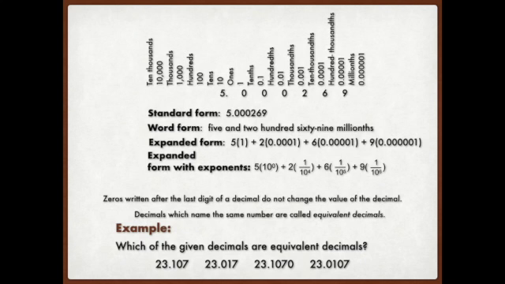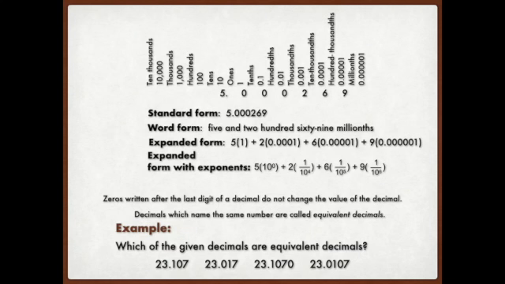Now, equivalent decimals are decimals with basically the same number. Okay, so they name the same number. So it's the same thing. So if I ask you for an equivalent decimal, it's basically the same number, but I may have an added zero at the end of it.